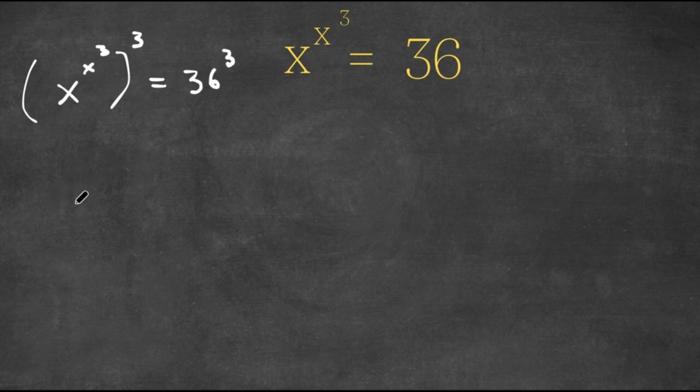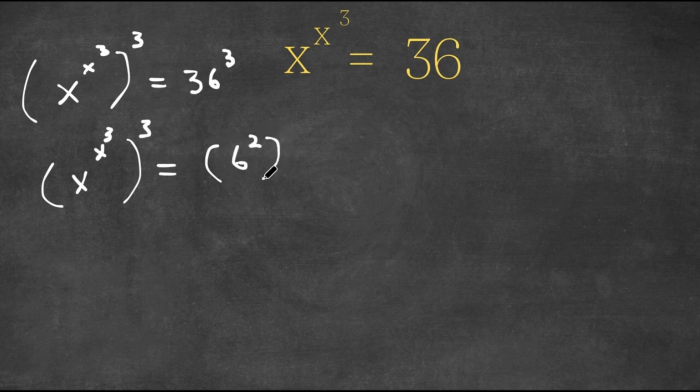Now, 36, well, this is equal to 6 squared, right? So now we have x to the power of x to the power of 3, to the power of 3, is equal to 6 squared to the power of 3.